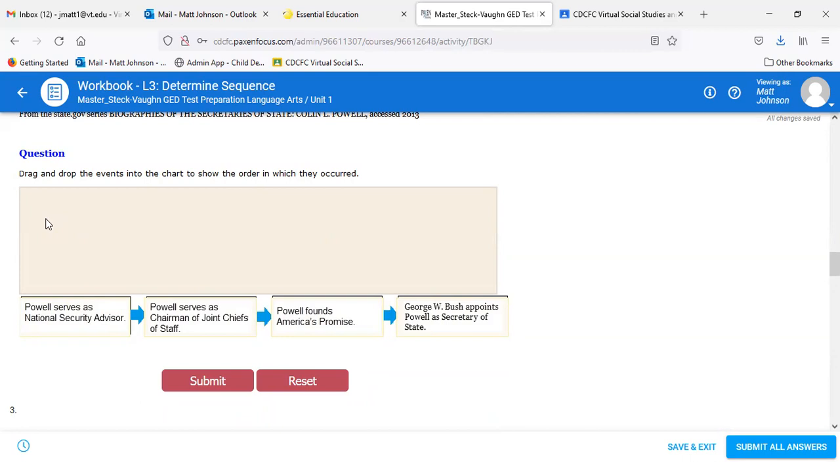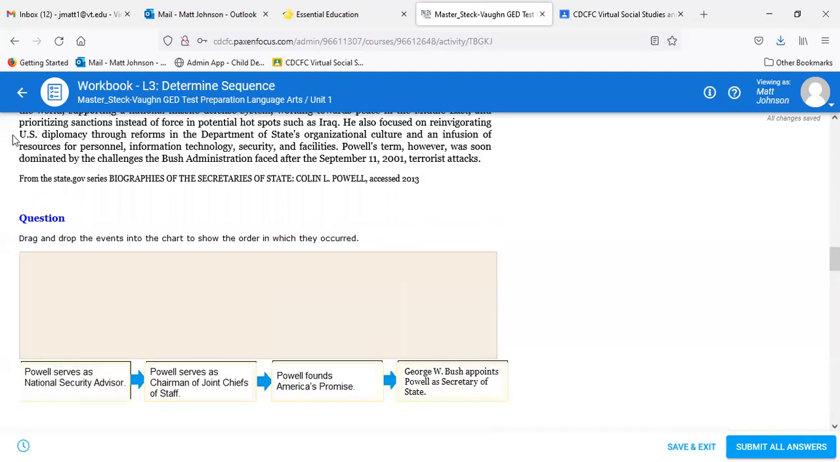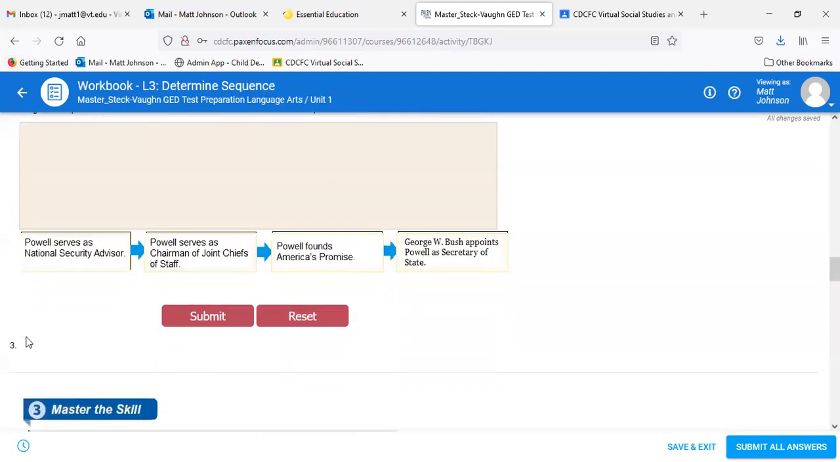So he founded America's Promise. And then when George W. Bush is elected, he comes back as a public figure and is nominated as Secretary of State. So what we want there is National Security Advisor, Chairman of Joint Chiefs of Staff, founder of America's Promise, and then George W. Bush appoints Powell as Secretary of State.